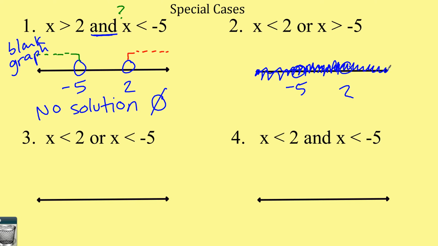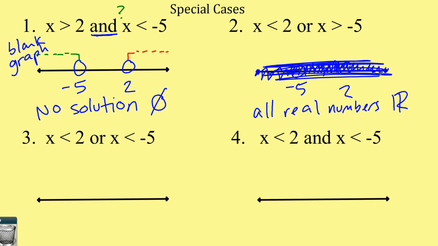Notice we just shaded everything. This is all real numbers. Every number satisfies this inequality. You can write that with an R and a line through it. Trying to make sure that looks separate. Okay. So, completely shaded everything, and it's all reals.